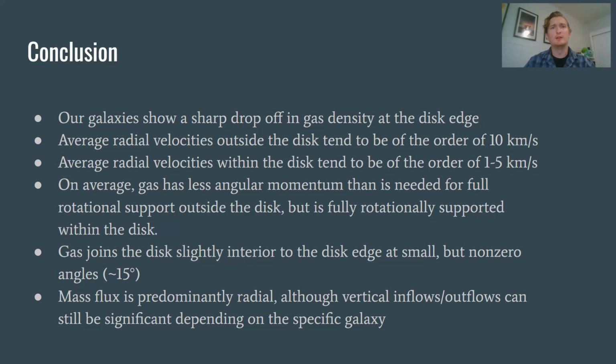So to quickly summarize our key findings, our galaxies show a sharp cutoff in gas density at the disk edge. This transition in gas density also corresponds to a transition in average radial velocities, with gas outside the disk coming in at high radial velocities before piling up and slowing down within the disk. This also corresponds to the transition between gas being fully rotationally supported within the disk and lacking rotational support outside of the disk. As gas accretes, it tends to join the disk just interior to this edge at small but non-zero angles above the disk plane.